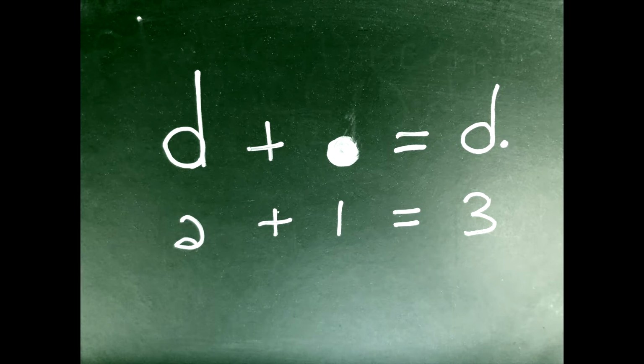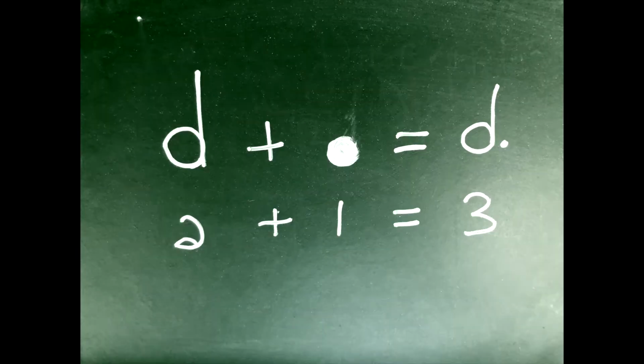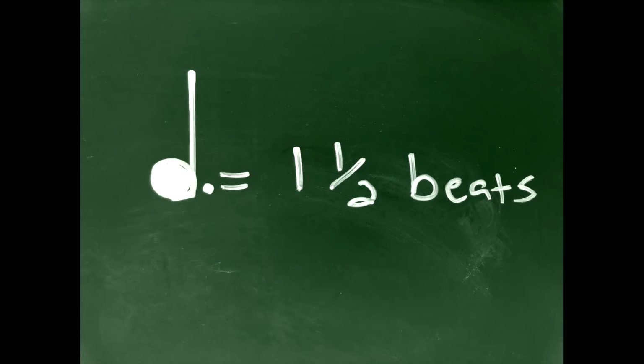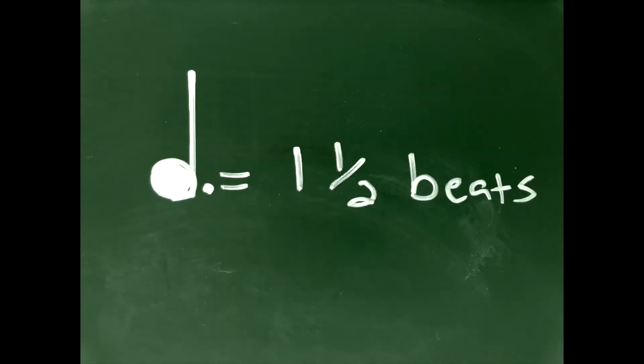Hooray! It's that simple. Let's see what happens if we add a dot to a quarter note. If a dotted half note equals 3, because the dot equals 1/2 of a half note, then how many beats does a dotted quarter note get? The answer is a beat and a half. Why? Because the dot is 1/2 of a quarter note, and a quarter note is the equivalent of 1 beat. Half of 1 is 1/2, so a dotted quarter note is 1.5 beats.